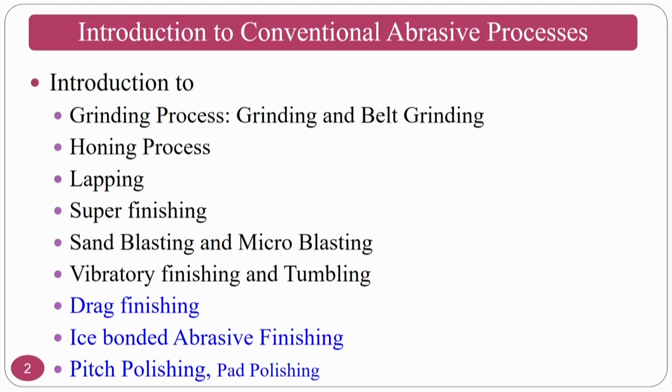Now we are studying the conventional abrasive processes, wherein we have seen the grinding process, honing process, lapping, super finishing, sandblasting, microblasting, vibratory finishing and tumbling processes. Now we move on to drag finishing, followed by ice bonded abrasive finishing, pitch polishing and pad polishing. These are some of the varieties of the conventional abrasive processes.